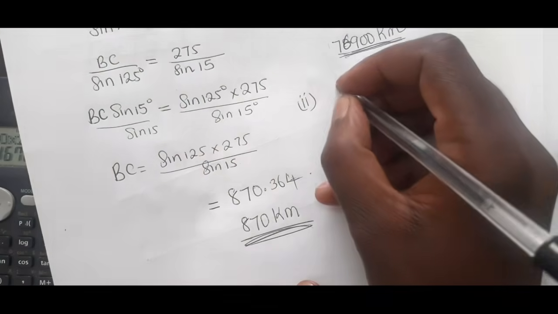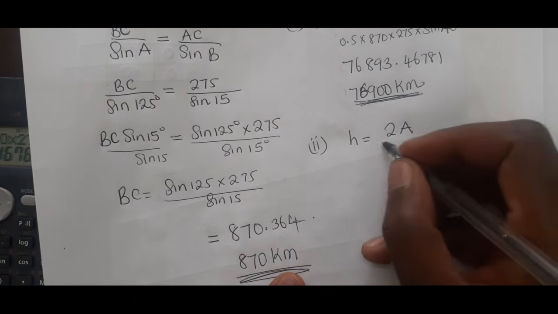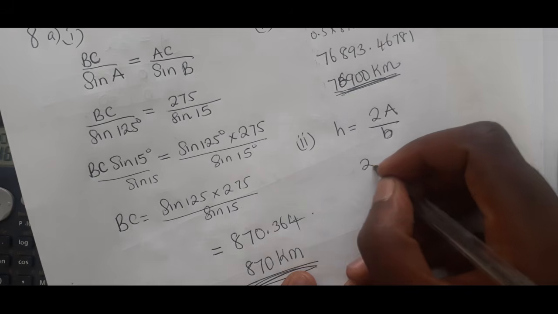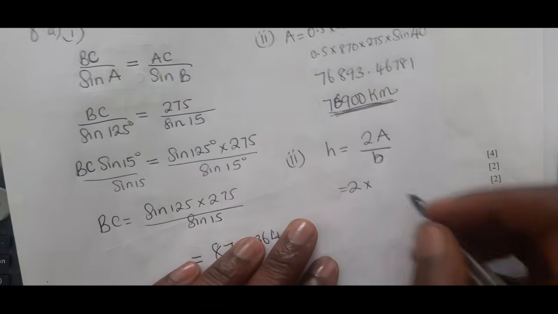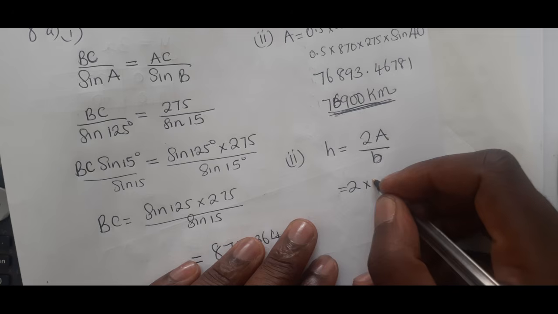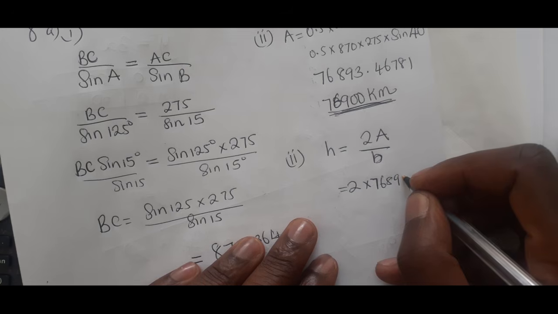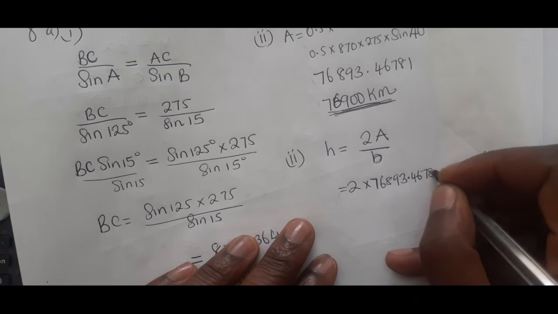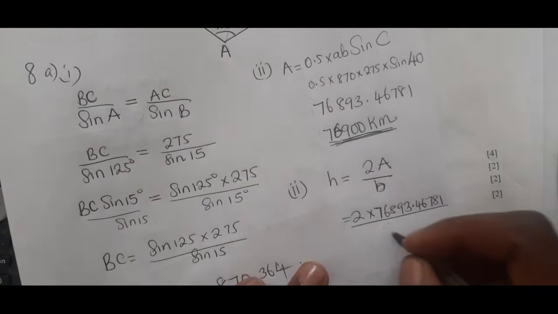So the shortest distance here, we say it's the same as h equals 2 multiplied by area over the base. So 2 multiplied by, what is our area? We can use this one, which is not rounded off here. 76893.467 over base. The base is this part, which is 8.